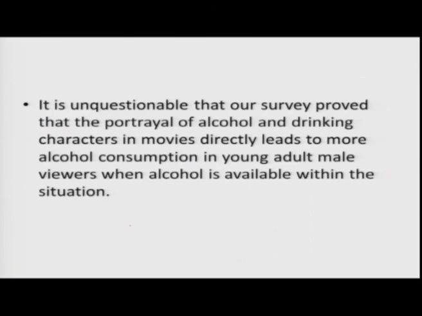Let us look at one more example. It is unquestionable that our survey proved that the portrayal of alcohol and drinking characters in movies directly leads to more alcohol consumption in young adult male viewers when alcohol is available within the situation. This is again talking about two things: portrayal of alcohol and drinking characters in movies and alcohol consumption in young adult male when alcohol is within the reach. So, has hedging been done here? It seems it has not been.